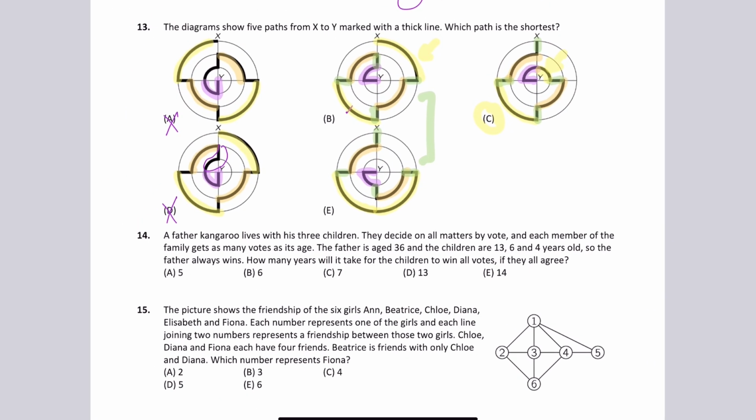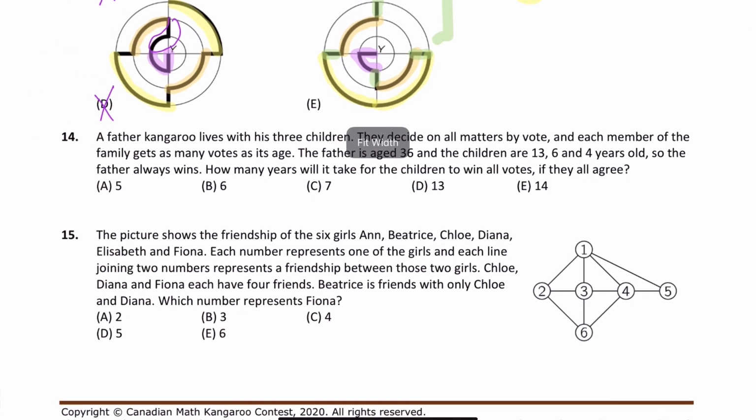Okay, a father kangaroo lives with his 3 children. They decided on all matters by vote, and each member of the family gets as many votes as its age. The father is aged 36 and the children are 13, 6, 4 years old. So the father always wins. How many years will it take for the children to win all the votes?